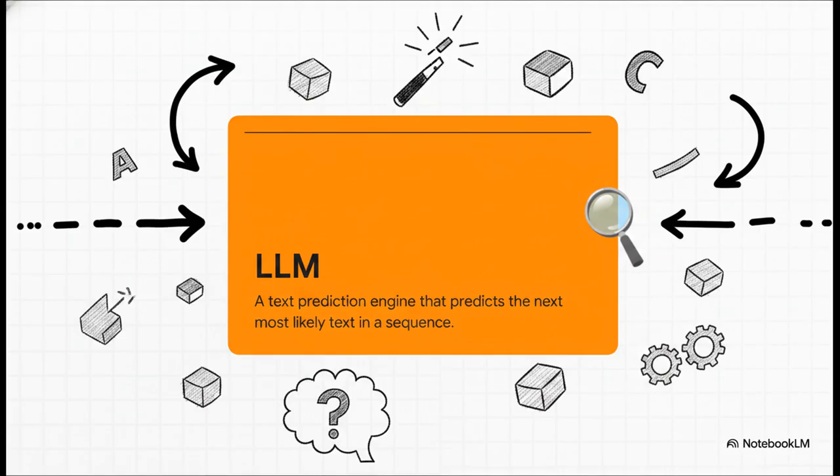To really master this, we kind of have to strip away the magic of AI. At its core, a large language model, or LLM, is literally just a highly advanced text prediction engine. It takes your input and predicts the next most likely text in a sequence based on massive amounts of training data. And here's the absolutely crucial point. By default, these models have zero built-in memory. None. They don't have a secret task list, and they do not remember who you are from scratch.